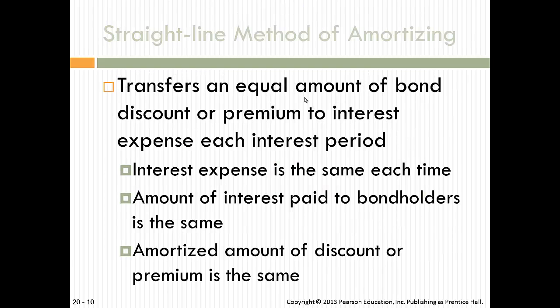What we just covered is the straight line method of amortization. The bond discount is divided up equally among interest periods and is written off to interest expense each time interest is recorded. When using the straight line method, the interest expense, the interest paid, and the amount of discount or premium amortized is the same each time.